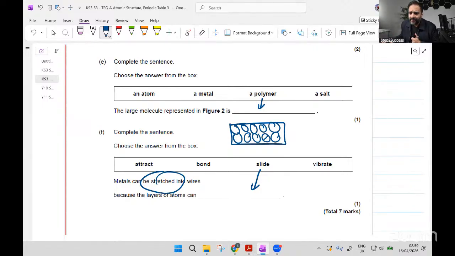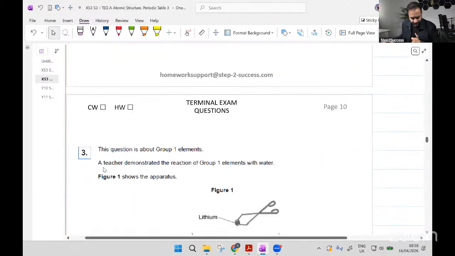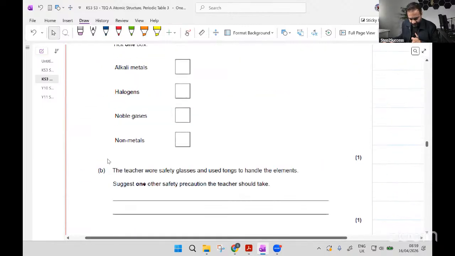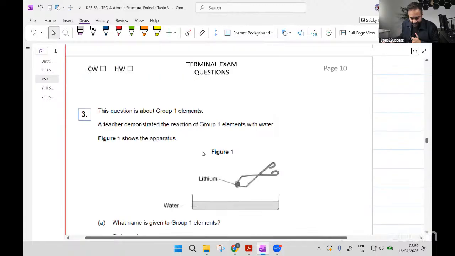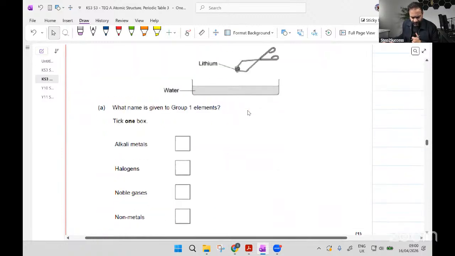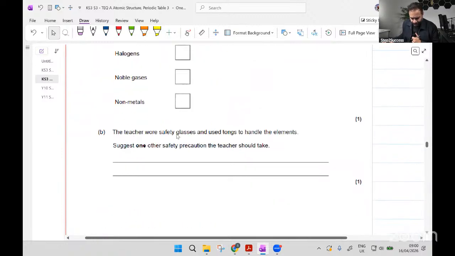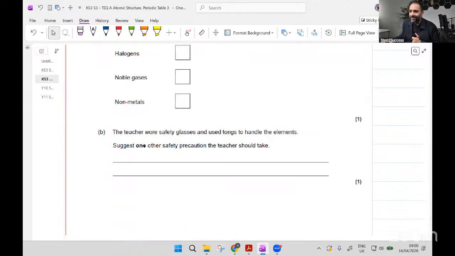And then you also asked booklet three, question 3B, which is here. These elements basically fizz around with water and give off loads of sparks for some of them. They're called alkali metals. If you wore safety glasses and used tongs, what else could you do?